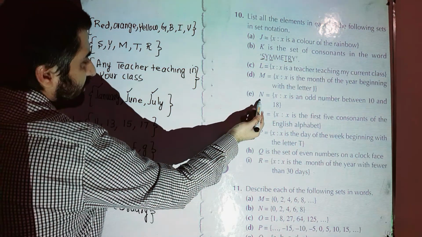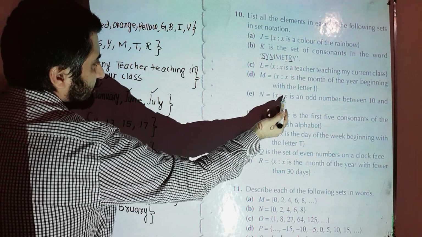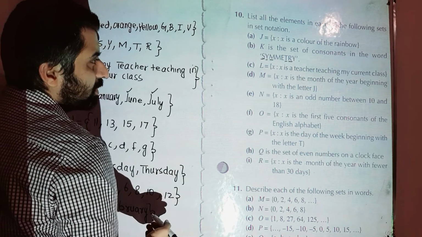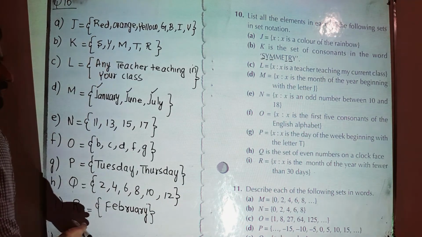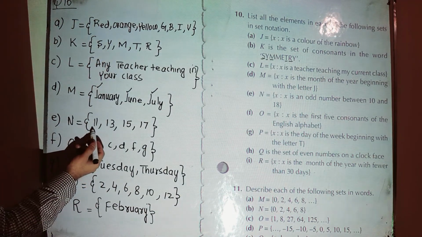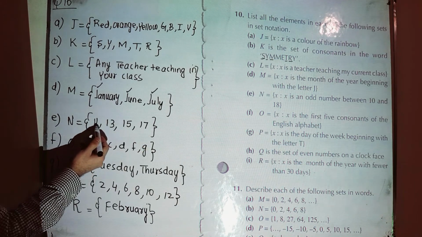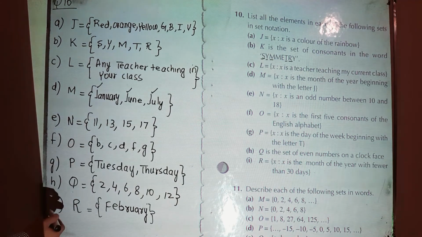Then we have part E. We have a set N, and that is x is an odd number between 10 and 18. Between 10 and 18, you are going to write the odd numbers. So 11, 13, 15, 17 are odd numbers between 10 and 18.